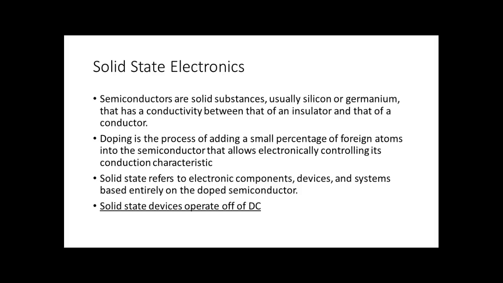So solid state electronics, semiconductors, are solid substances, usually silicon or germanium. We're seeing less germanium as we move through. Silicon has better temperature characteristics, so it has the ability to operate at a bigger range. All the devices that we're going to deal with here are going to use a silicon substrate. Silicon is basically glass.